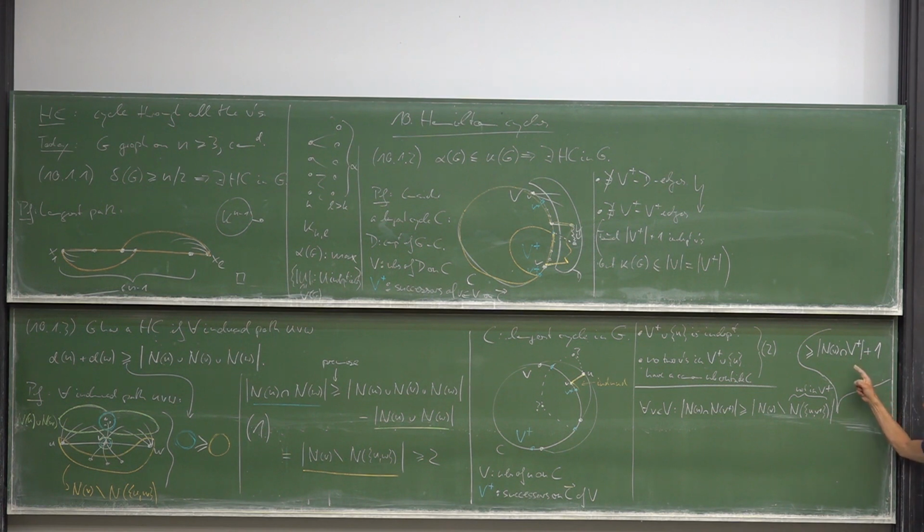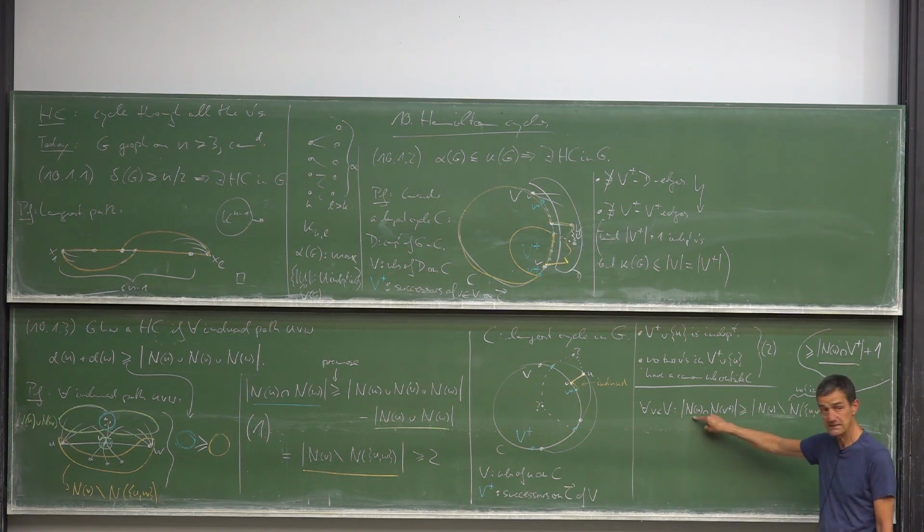So once more, the little u is a neighbor of v, but it's not in v plus, so it counts for this, but doesn't count here. And it's not taken away here. So what does this count here? This counts the neighbors of v plus that lie in this set. What neighbors of v plus are also neighbors of u?